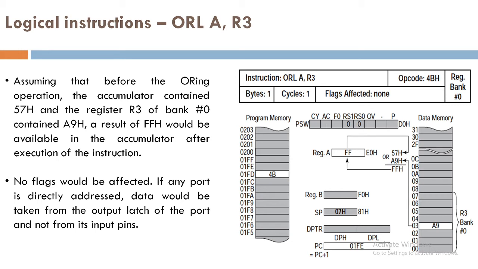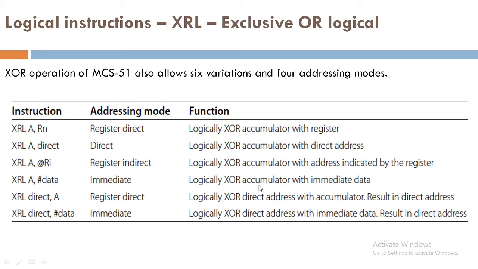So what is happening is the content which is saved in register bank 0, R3, this is the R3 register, and the content is A9. Now it is the source and it is getting ORed with the content of the accumulator, and the value is being saved in the accumulator itself. You have to again see that we are considering A comma R3, where A is the destination register and R3 is the source register.